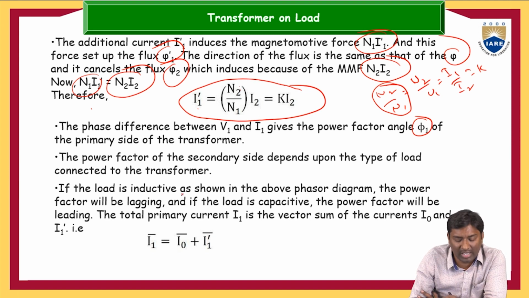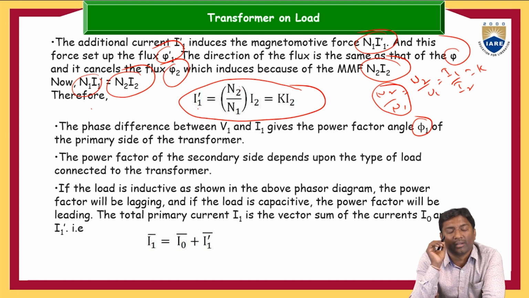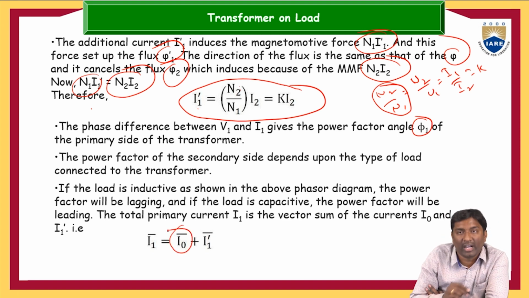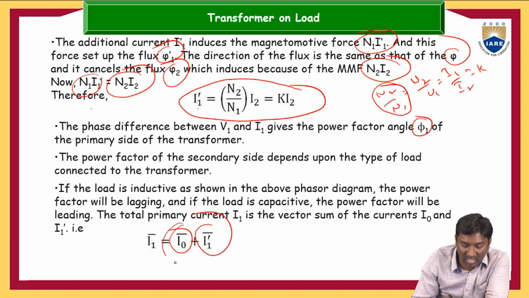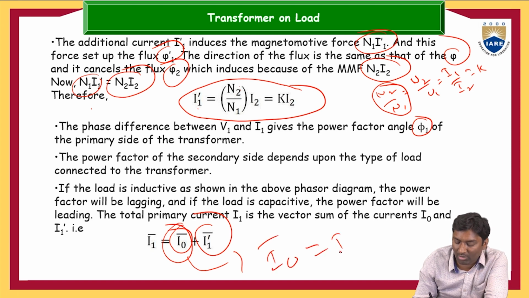If the load is inductive, as shown above, the phasor diagram will represent the power factor as lagging, and if the load is capacitive, the power factor will be leading. If the load is resistive, it is in phase. The total primary current I1 is the vector sum of the current I0 as well as I1 dash. This I0 contains how many components again? Two components. That is, I0 bar is equal to IM bar plus IW bar.